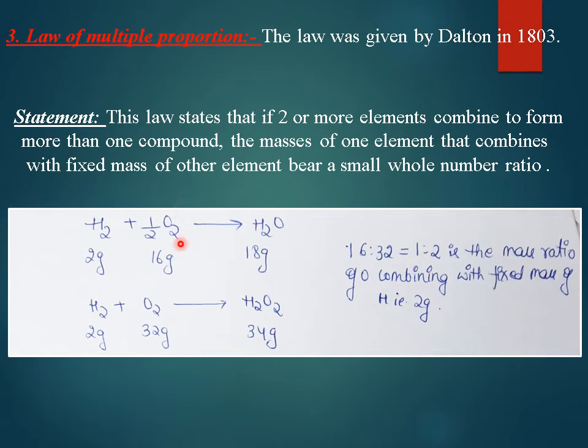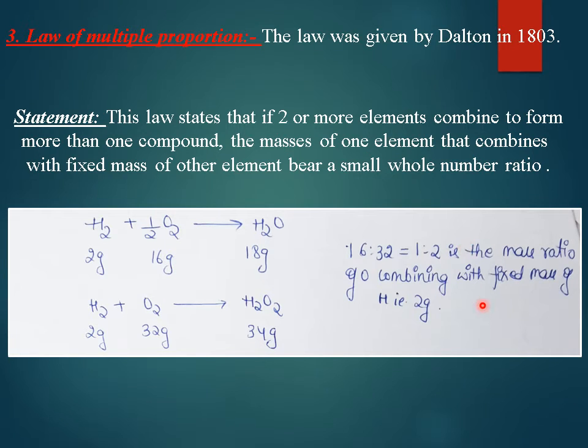So, the mass of oxygen is varying. This ratio, that is 16 is to 32, is 1 is to 2. It is a simple whole number ratio. So, the law of multiple proportion states that when 2 or more elements combine to give more than one compound, the mass of one element that combines with the fixed mass of the other element, the mass that you are changing, bears a simple whole number ratio. So, here it is 1 is to 2.